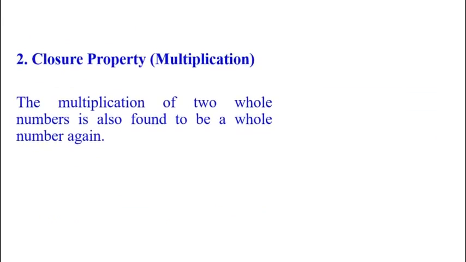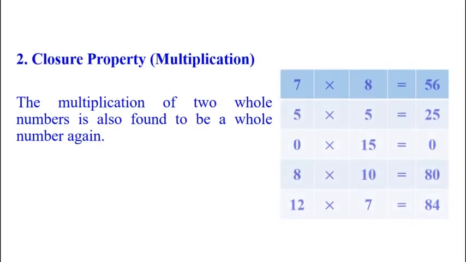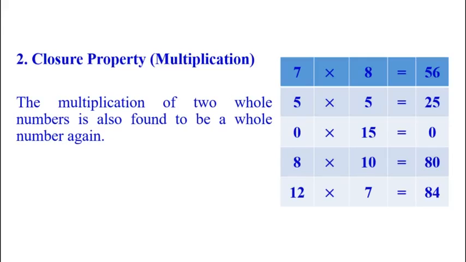Then come to the closure property under multiplication. The multiplication of two whole numbers is also found to be a whole number. So take the examples: 7 into 8. 7 is a whole number, 8 is a whole number and their product 56 is also a whole number. 5 into 5, that is 25. 5 is a whole number and the product of 5 and 5, that is 25, is also a whole number.